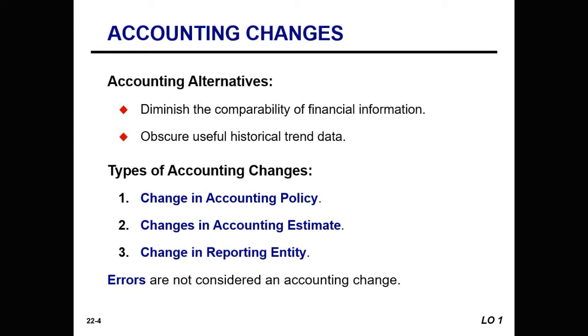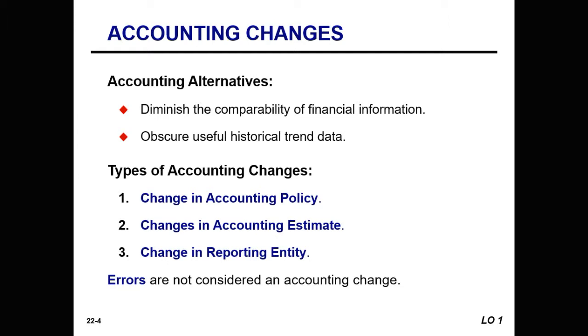FASB has standardized the manner in which accounting changes are reported. There are three types of accounting changes. Changes in accounting policy, which is a change from one generally accepted accounting principle to the other. So, for example, a change from LIFO to average cost. Change in accounting estimates. That's a change that occurs as a result of new information or additional experience. An example for that would be a change in the estimate of the useful life of depreciable assets.